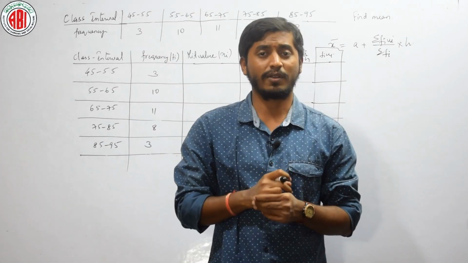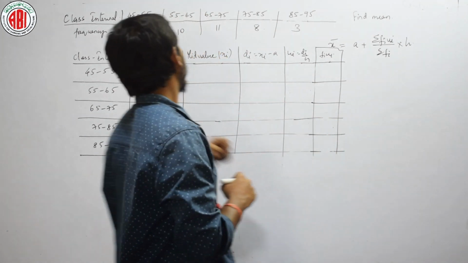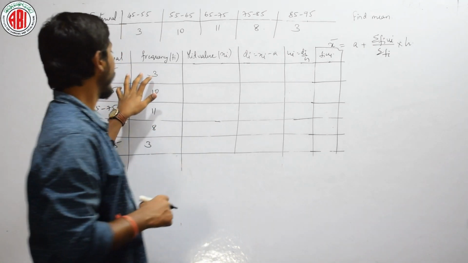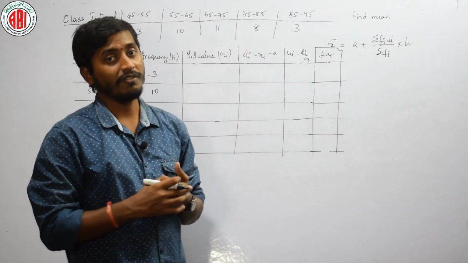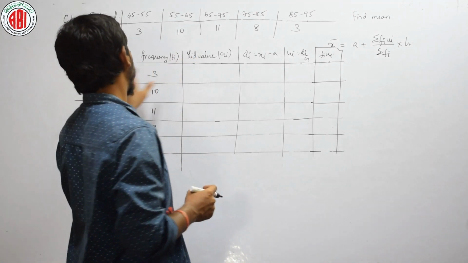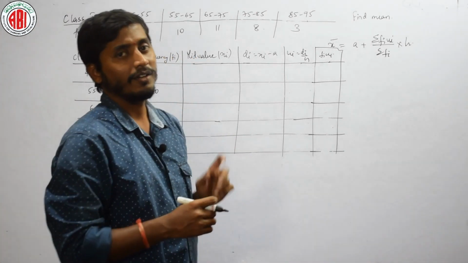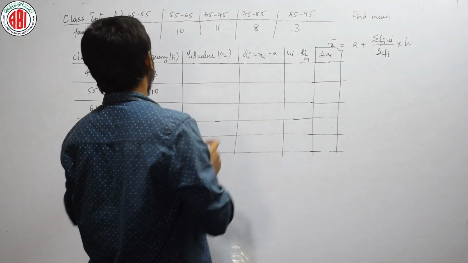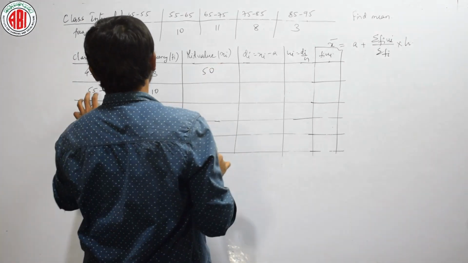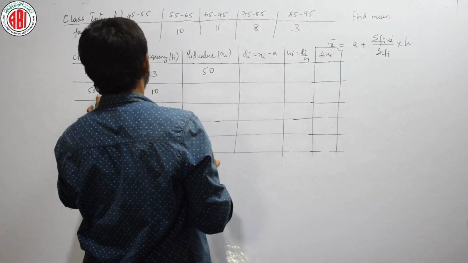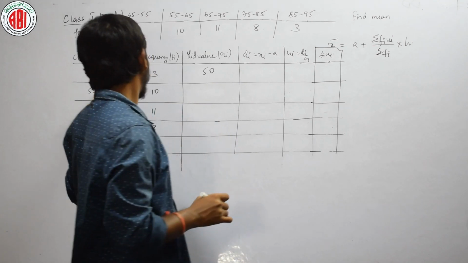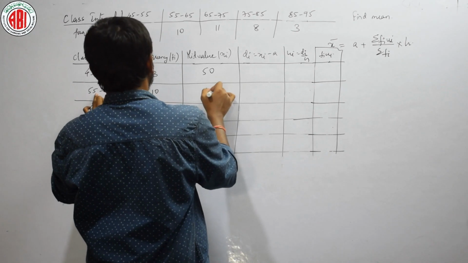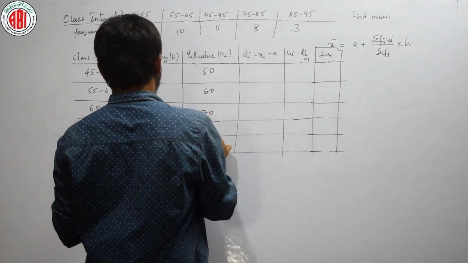Let us do the next problem for the step deviation method. Here the class interval and frequency are given: 45 to 55 and so on up to 95, and the frequencies are 3, 10, 11, 8 and 3. What is it that we have to do? Again the first step, we have to find the mid value of 45 and 55. 45 plus 55 is 100, 100 by 2 is 50. Here 55 to 65, it is 55 plus 65, that is 120, which is nothing but 60, 70, 80, 90, right.